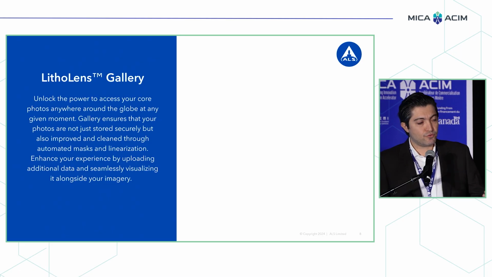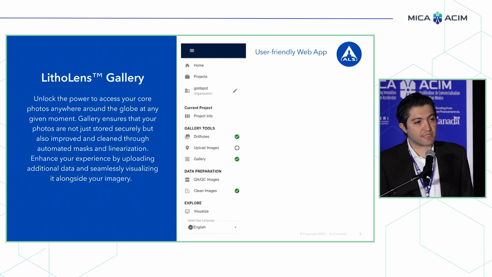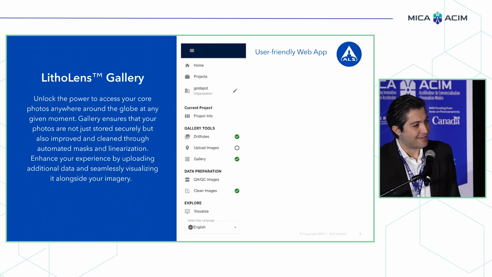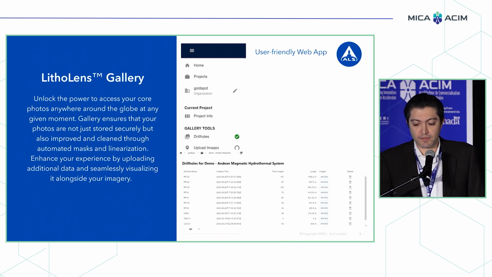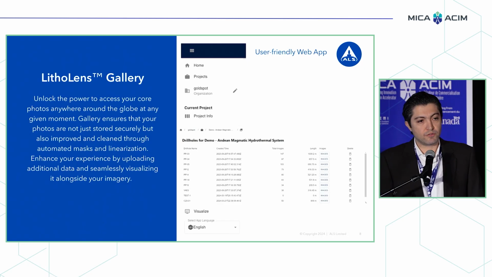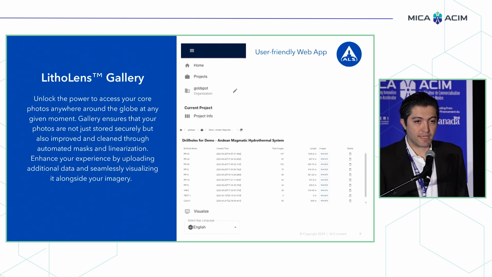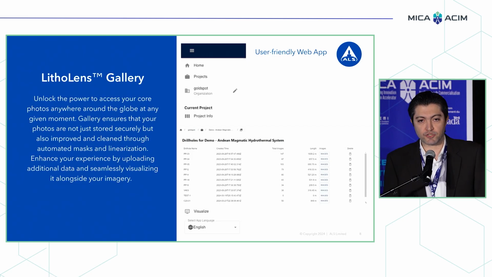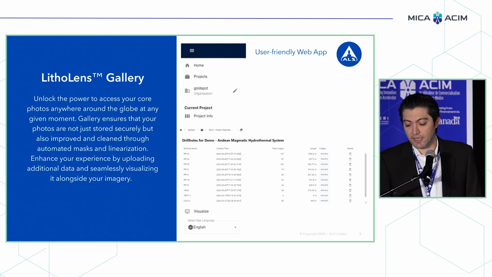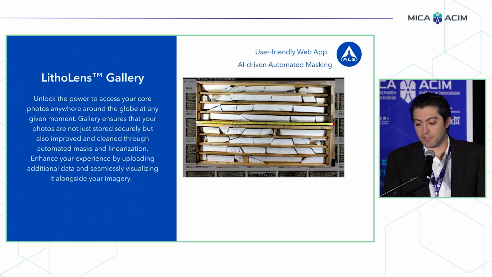At this point, we have two tiers. The first one is the LithoLens Gallery. There are similar products in the market, but this is much more cost-effective, especially for small-scale mining. So you can upload your photos, edit them, add any metadata. We have a QA, QC process in place to make sure that everything is properly imported into the system.